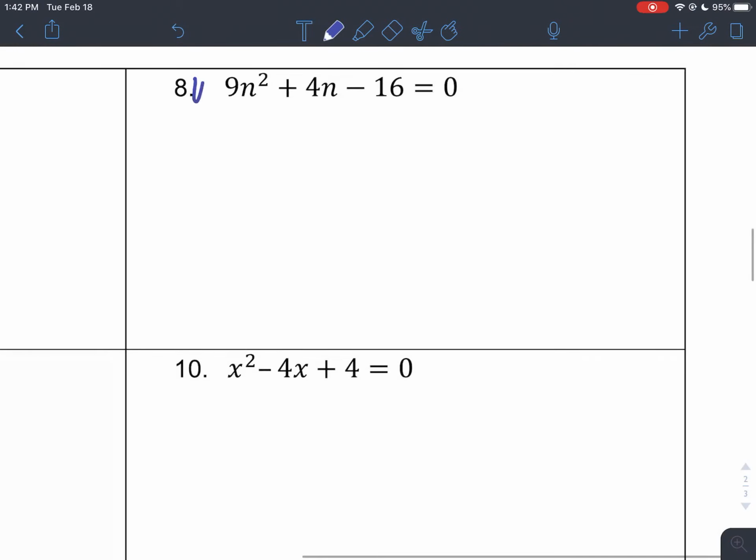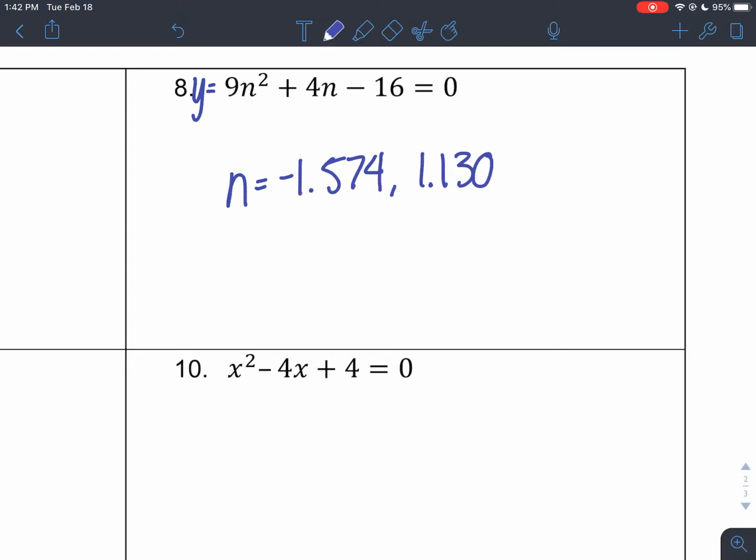Number 8. Again, this one we can just plug it into y equals. From here, you should be able to find your two x-intercepts. We're going to round it to 3 decimal places again since it wasn't an even whole number. We would have gotten n is equal to -1.574 and 1.130.